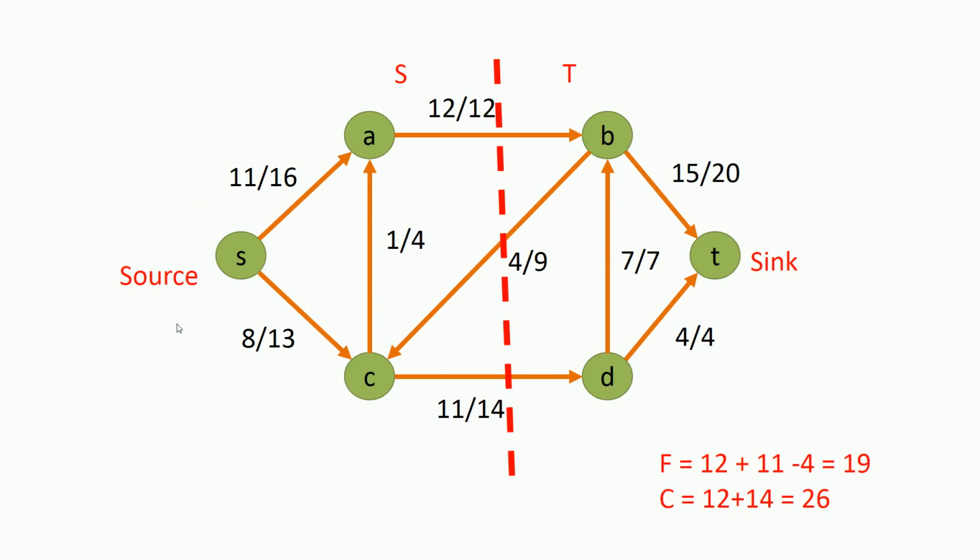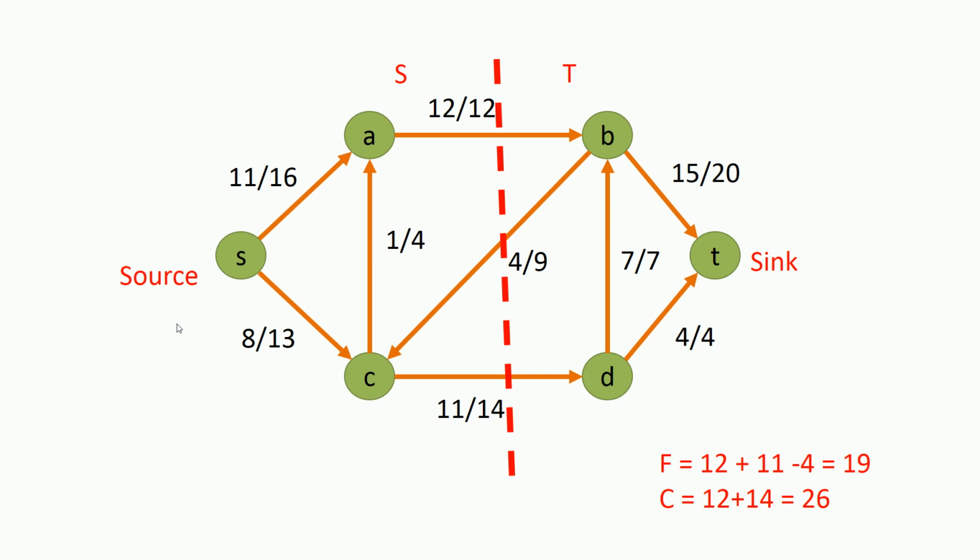In this diagram, the dashed red line shows the cut for this flow network. Note that the source vertex S is in set S and the sink vertex T is in set T. Now let's calculate the flow for this cut. There are two edges leaving set S to set T: the edge from vertex A to vertex B and the edge from vertex C to vertex D. So we are going to add those flows, and the edge from B to C is going from set T to set S, so we have to deduct the flow of that edge from our flow calculation.